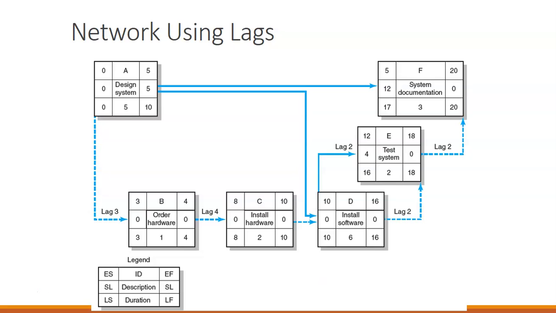This is an example of a network using lags, and it is designed those in to our slack time, our early start and our early finish, our late start and our late finish. Remember that the dotted lines indicate a critical path. And we have A, B, C, D, E, and F as the components of our network.